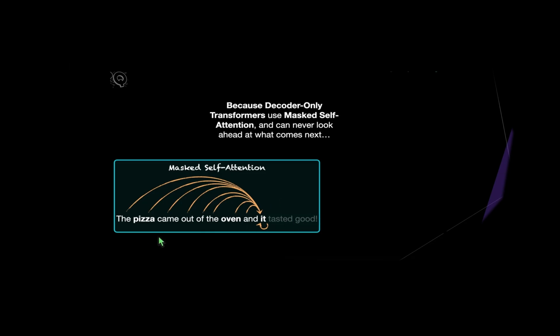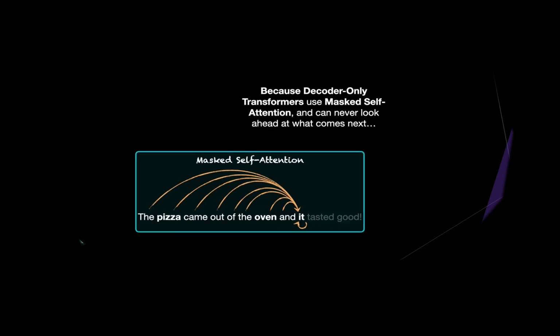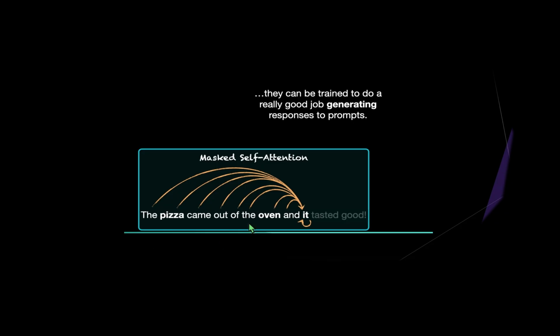The next word's attention value is also computed in the same way, only based on the words that appeared earlier in the sequence. This approach is what allows decoder-only transformers to generate text. They read everything up to a certain point and then predict what comes next.